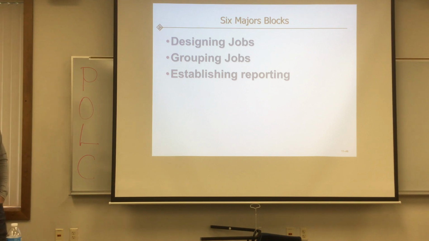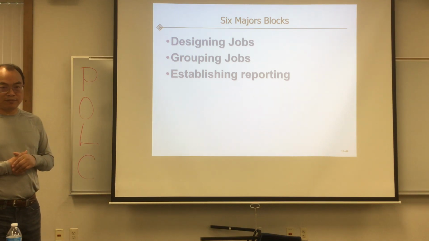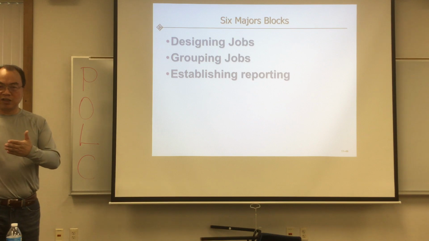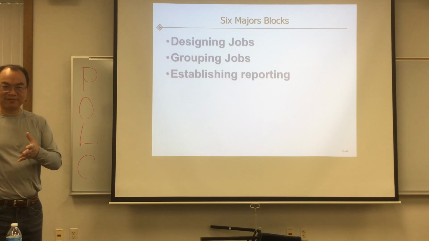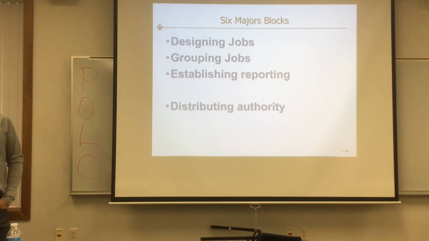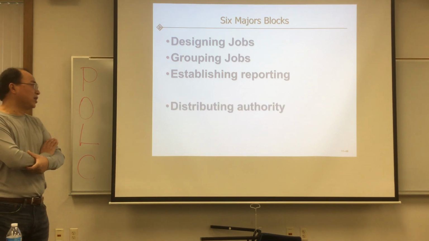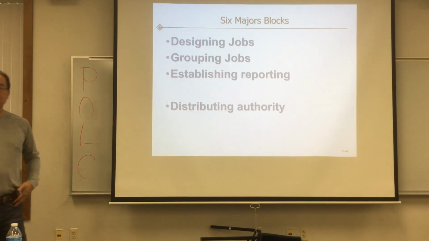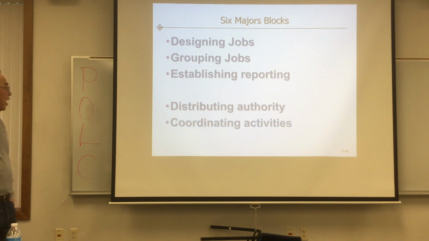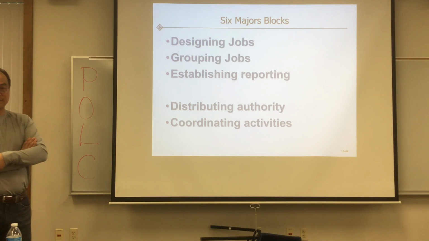The third one is establishing reporting. Make sure everybody is held accountable, everybody has a boss, so they can do their job right. And the fourth one is really distributing authority. Should the company authority be centralized or decentralized? And the fifth one is really coordinating activities, because there's a lot of things to do in the company.